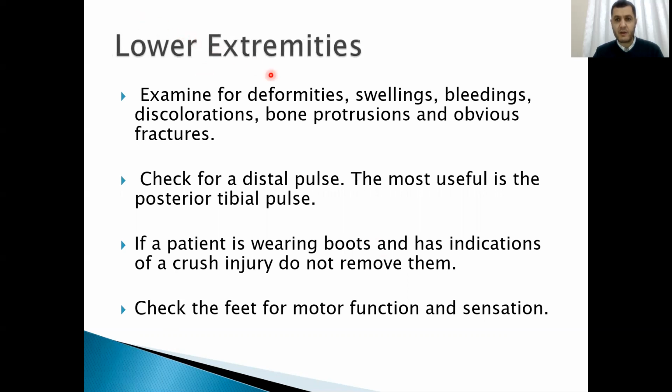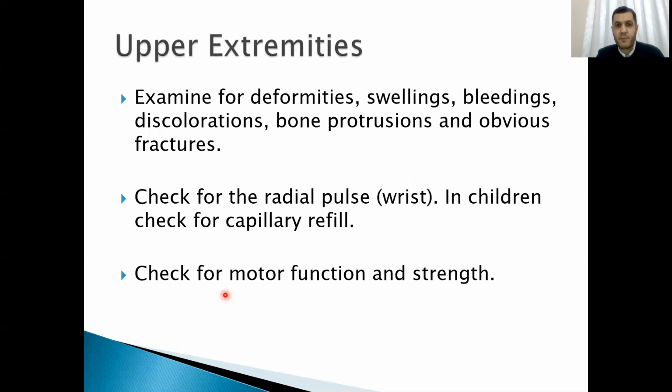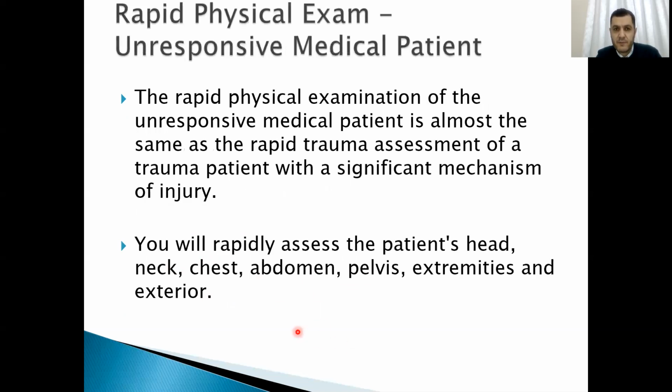Lower extremities, again, we are looking for deformities, swelling, bleeding, discolorations, bone protrusions, and obvious fractures. Check for distal pulse, like the posterior tibial pulse. If the patient is wearing boots or special shoes or any shoes and has indication of a crush injury, do not remove the shoes. Again, check for motor function and sensation. Upper limb, we are dealing with the same thing. We are looking for the same thing. Check the radial pulse. In children, check capillary refill as well. Check for motor function and strength.